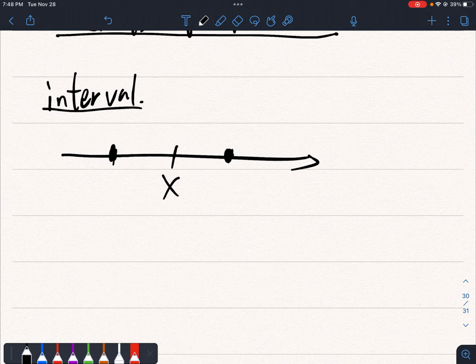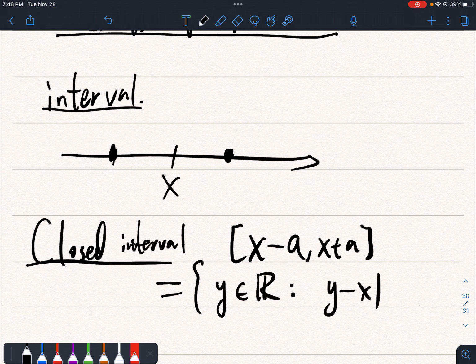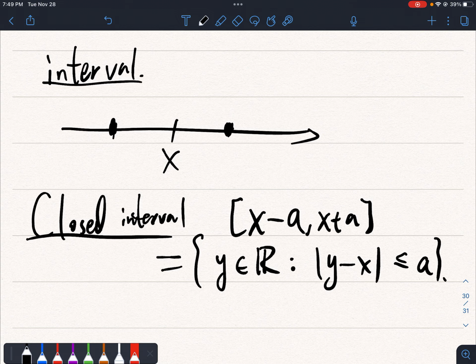x minus, we'll call it a, okay? x minus a and then x plus a. This is exactly all the points y in the real numbers, such that the distance from y to x, or the absolute value of y minus x, is less than or equal to a, right? Because, for example, when it's equal to a, then it's exactly x plus a and x minus a. And when it's, for example, 1/2 of a, or a over 2, then it's exactly x plus a over 2 and x minus a over 2.